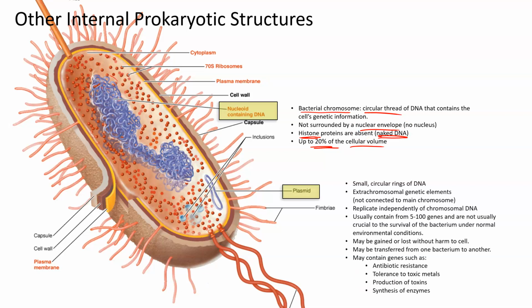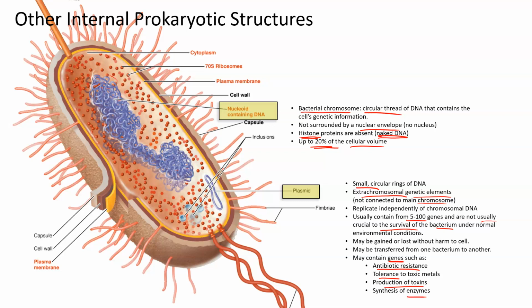Plasmids, I said that is a circular ring of accessory DNA. It is small in comparison to the nucleoid containing DNA. It has extra chromosomal genetic elements. It is not connected to the main chromosome. Like I said, it's accessory. It typically contains 5 to 100 genes, and they're not usually crucial to the survival of the bacterium under normal environmental conditions. However, they can contain genes that give antibiotic resistance, tolerance to toxic metals, and production of toxins, as well as the synthesis of specific enzymes.